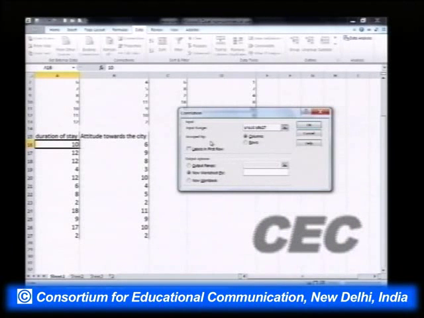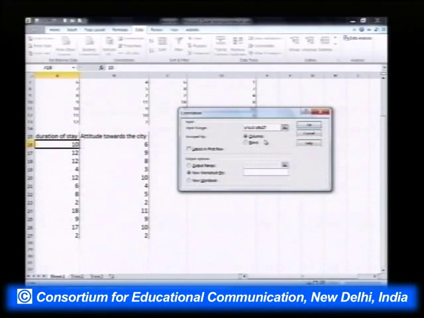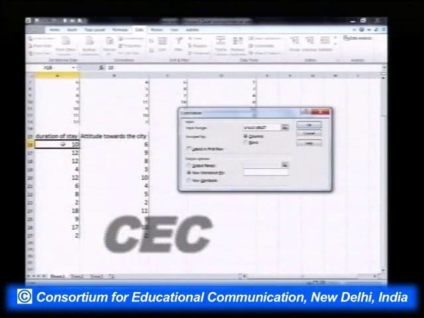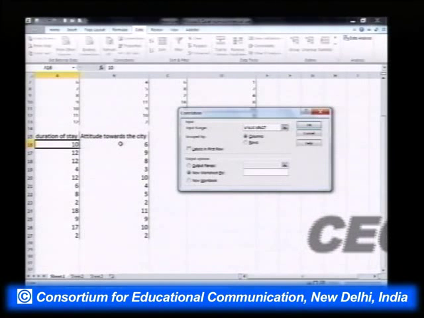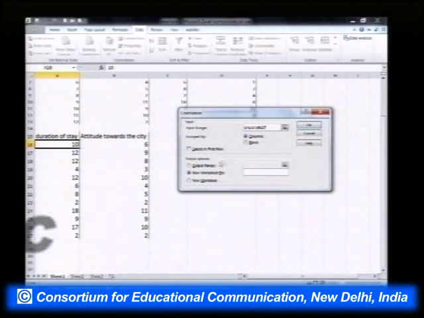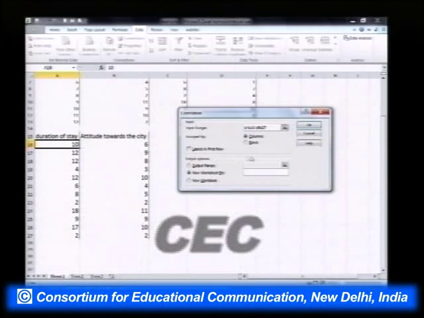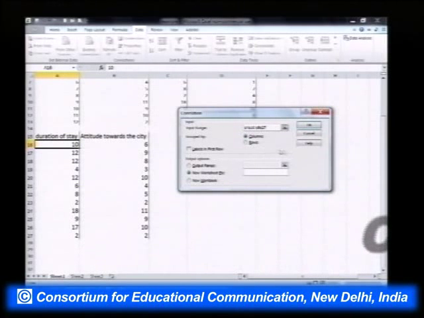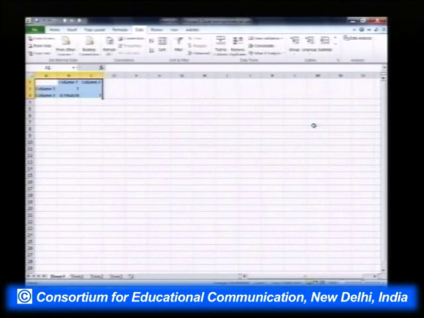Then it will ask whether the data has been grouped by columns or rows. The default is columns, and as we see, the data is in columns, the first column representing duration of stay and the second column representing attitude towards the city. So we don't have to change anything here. However, if the data had been entered row-wise, then this would have to be selected as rows. Then we can say OK.